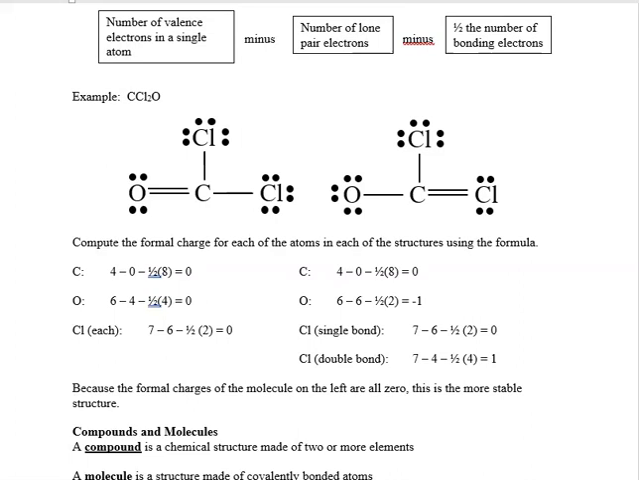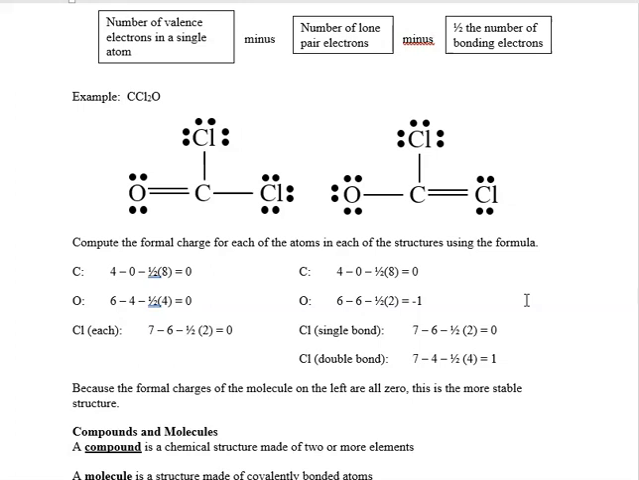So carbon has 4 valence electrons. It doesn't have any lone pairs. Again, we're looking at the structure on the left. It has no lone pairs, so minus 0. And then half of the bonding electrons. So you can see that that carbon has a double bond. That would be 4 bonding electrons, a single bond with one of the chlorines and a single bond with the other. So it has a total of 8 bonding electrons. So you take 8 and you multiply that by 1/2, you get 4. So 4 minus 0 minus 4 equals 0. Okay, so for carbon, the formal charge is 0.